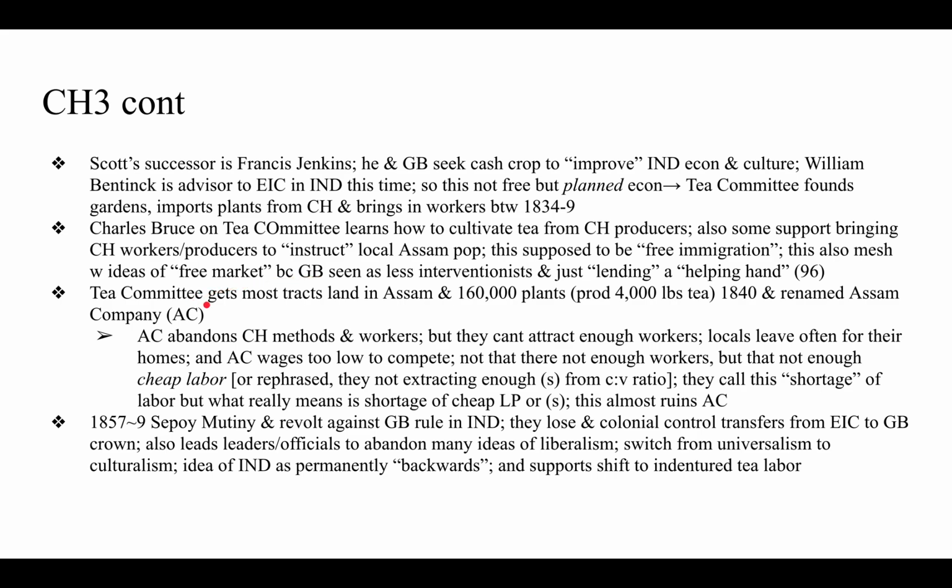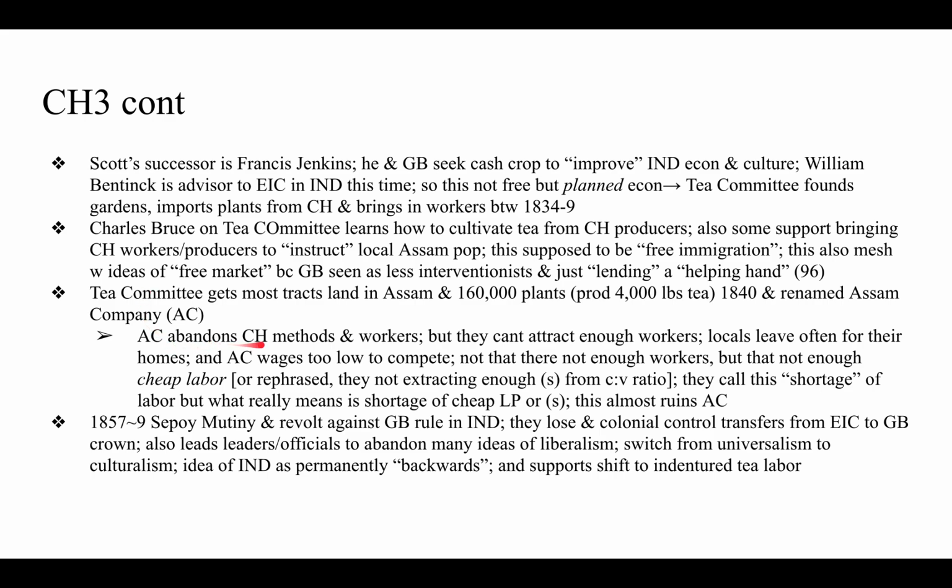The Tea Committee gets most of the tracts of land in Assam, I should say, and it starts with 160,000 plants, which could produce 4,000 pounds of tea per year, I guess. And this was in 1840, and then the Tea Committee was renamed the Assam Company.